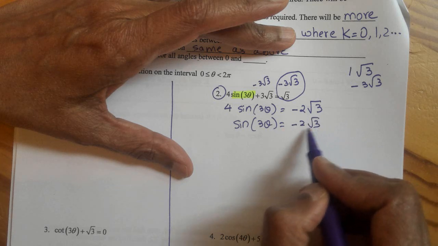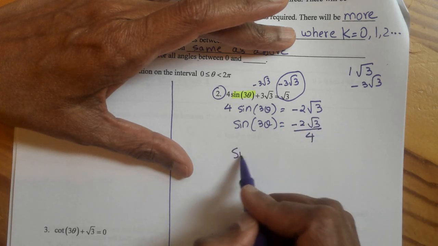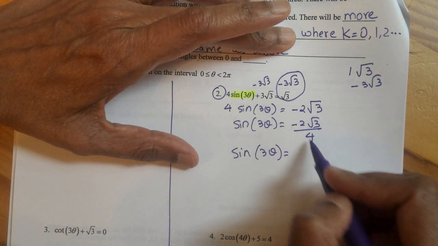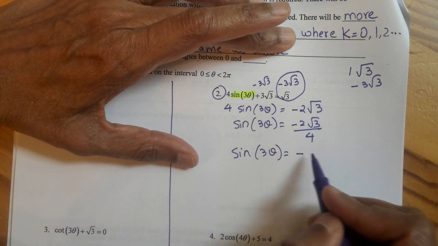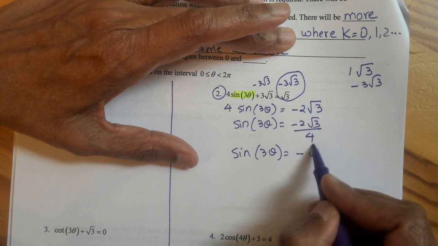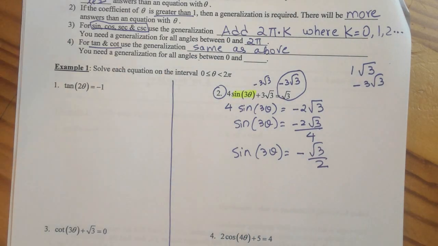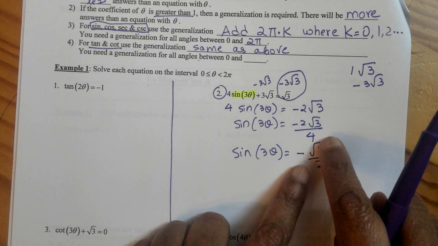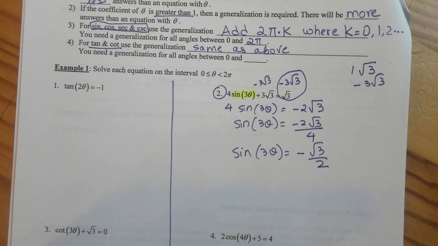I'm trying to skip steps, but which is actually sine 3 theta equals, I can simplify this alone, right? So that negative stays, and 2 over 4 is 1 over 2, square root of 3 over 2. So what do you notice here? You notice that sine 3 theta equals negative square root of 3 over 2. So now negative square root of 3 over 2 is on my unit circle.